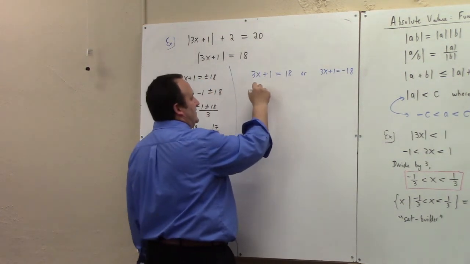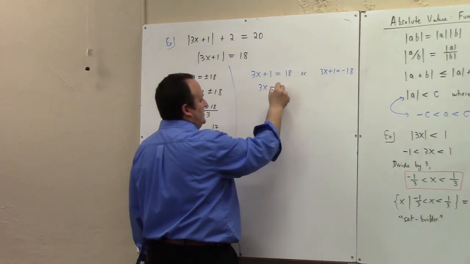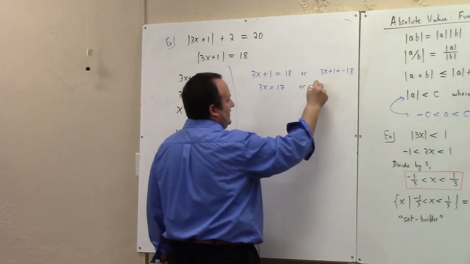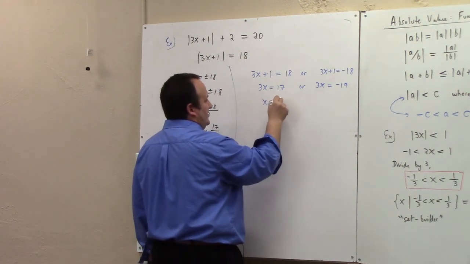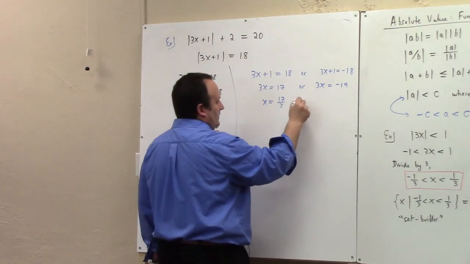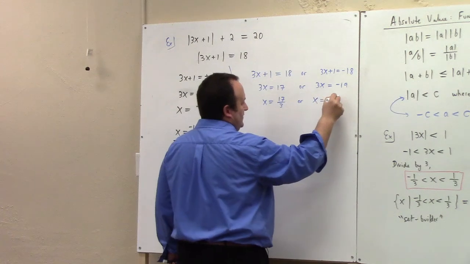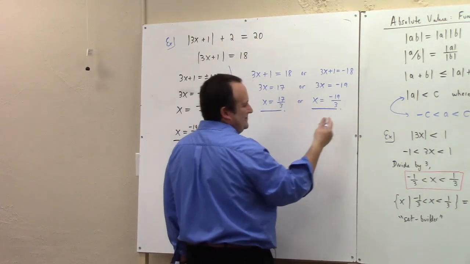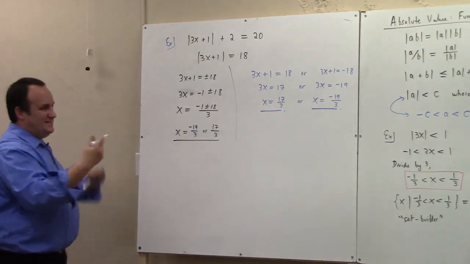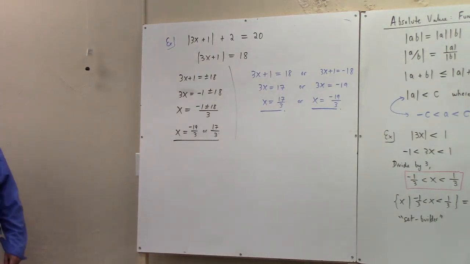So this gives us 3x equals 17, or 3x equals minus 19, which is x is 17 over 3, or x is minus 19 over 3. I mean, honestly, folks, it's the same trouble. You go either way. Just be sure you do make sure you have 2 solutions to these, right?